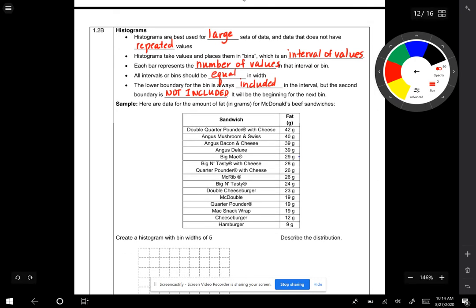You can choose to write this or not, but it is very key to remember, and students do often get them mixed up. Histograms do not have spaces between the bars. Bar graphs do.